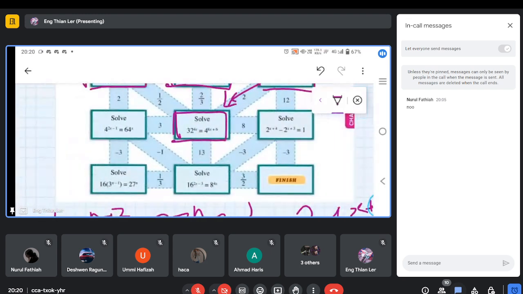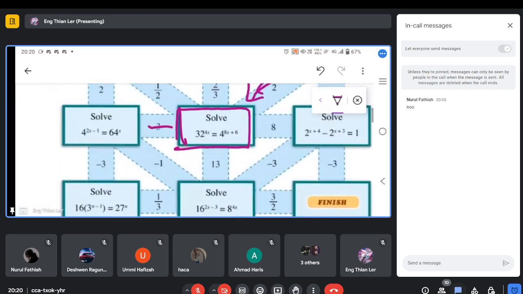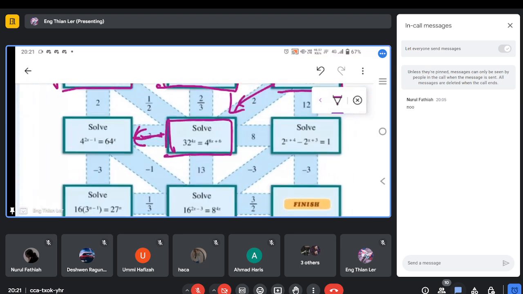If you have any question, feel free to stop me. Because I'm going pretty fast, I want to explain some logarithms.